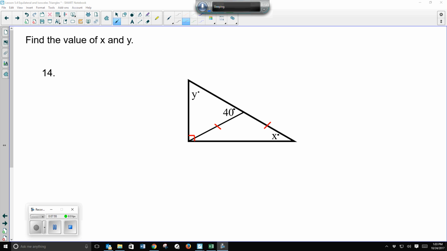So as I'm looking at this figure, I'm like, okay, what's the relationship with x and y? Well, I know they have to add up to 90. We know that, right? In a right triangle, the two acute angles, this angle and this angle, add up to 90. They're complementary. You have to use a lot of logic.